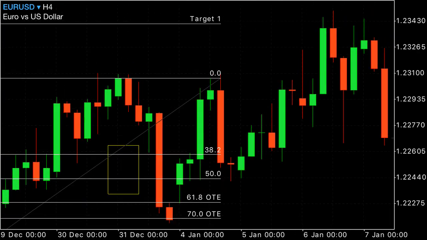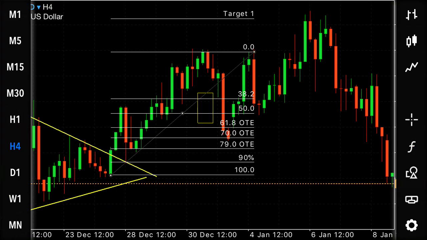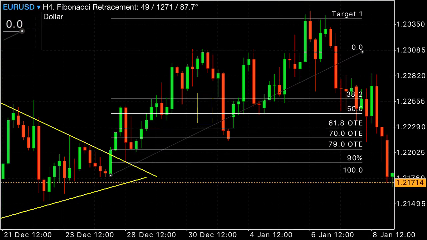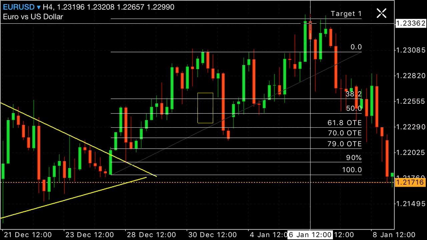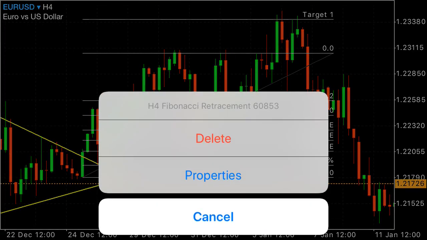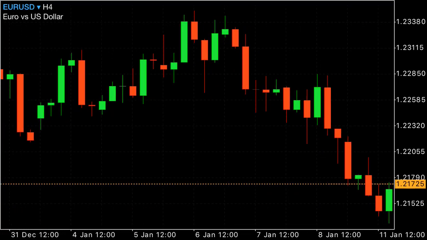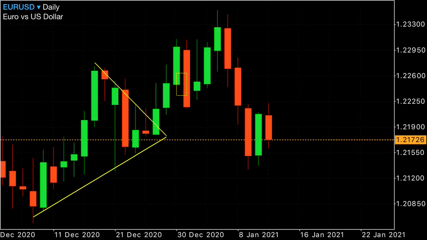Right, so then we are in the trade, and as you can see, if I move this along, this trade on the 4-hour would have hit target 1. So that would have been another successful optimal trade entry. Let me just show you one last thing. So we are on the daily time frame.